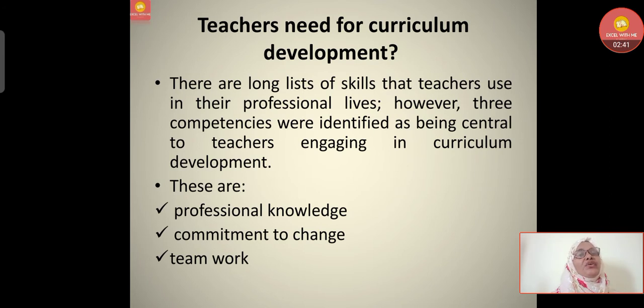Now, teachers' need for curriculum development, let's understand now. There are long lists of skills that teachers use in their professional lives. Obviously, without professional skills, a teacher won't be able to teach anything to the students. So, a teacher should be full-fledged with different teaching methods, strategies and skills. However, 3 competencies were identified as being central to teachers engaging in curriculum development. Let's understand what those are. These are professional knowledge, commitment to change, teamwork.